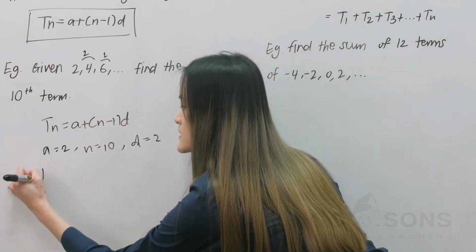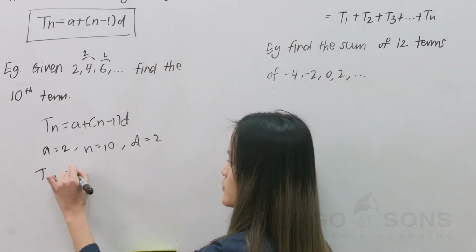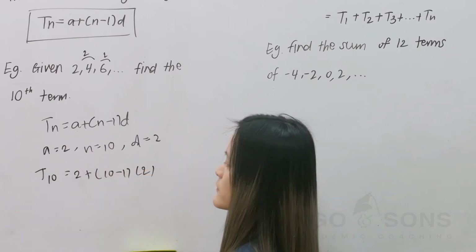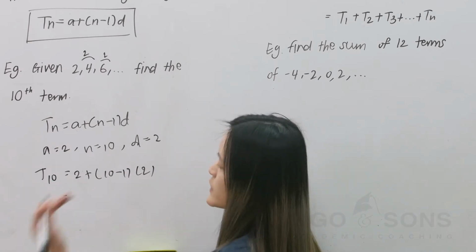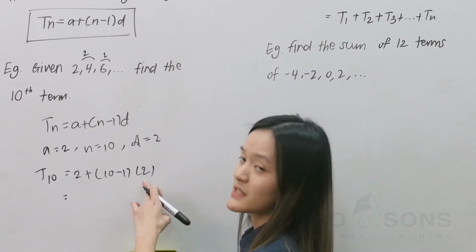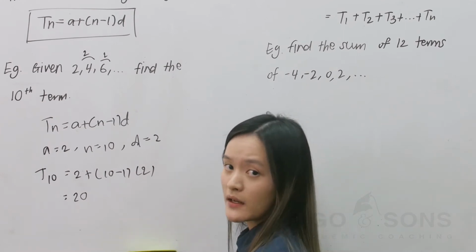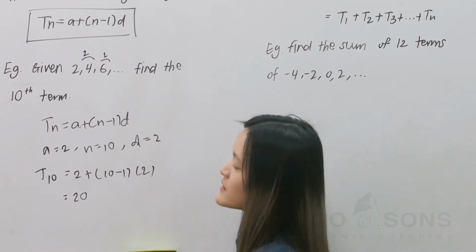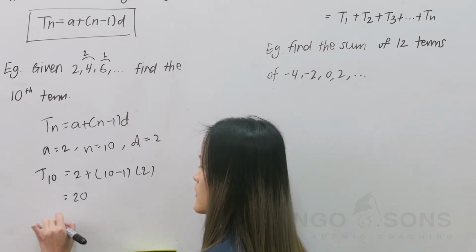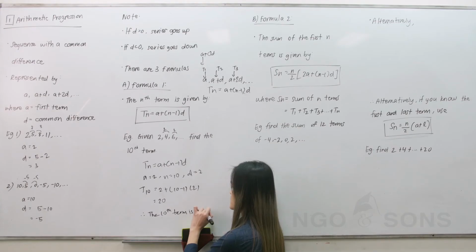So I know that n in this case is 10. So T10 is equal to A, which is 2, plus (n, which is 10, minus 1) times the common difference, 2. Now if we just quickly evaluate it, guys, 10 minus 1 is 9. 9 times 2 is 18. 18 plus 2 is 20. So here my answer is 20. Now with these types of questions, I always want you guys to have a conclusion. So in this case, I know that the 10th term is 20.